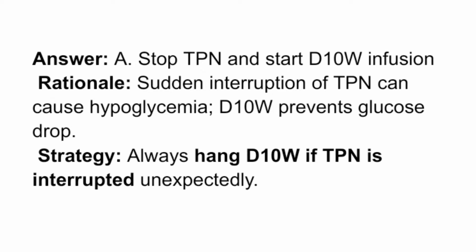Answer: A. Stop TPN and start D10W infusion. Rationale: sudden interruption of TPN can cause hypoglycemia. D10W prevents glucose drop. Strategy: always hang D10W if TPN is interrupted unexpectedly.